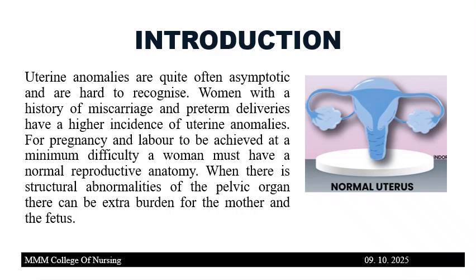The uterine anomalies are quite often asymptomatic and are hard to recognize. Women with a history of miscarriage and preterm deliveries have a higher incidence of uterine anomalies. And for pregnancy and labor to be achieved at a minimum difficulty, a woman must have a normal reproductive anatomy. When there is a structural abnormality of a pelvic organ, there can be extra burden for the mother and fetus.